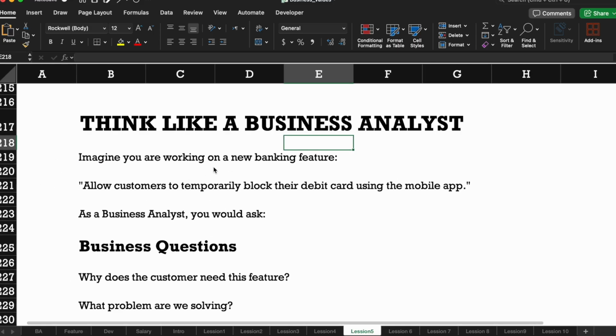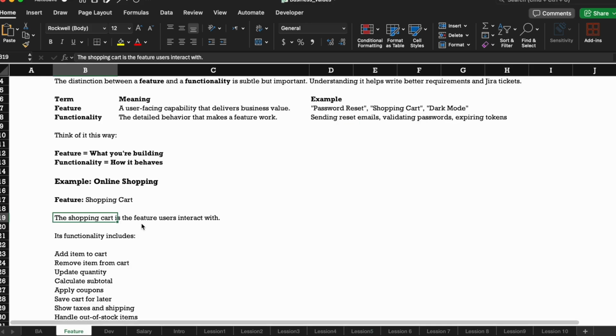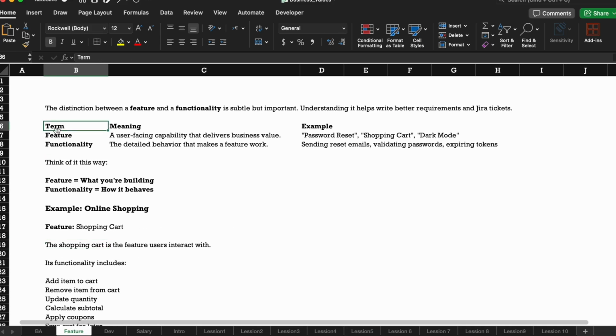So if you are wondering what is a feature, let me quickly cover this one. A feature is a user-facing capability that delivers business value, like password reset, shopping cart, dark mode, right? Functionality is the detailed behavior that makes a feature work: sending reset email, validating passwords, expiring tokens. So feature, what you are building. Functionality, how it behaves, right? Okay, let's go back to our lesson here.